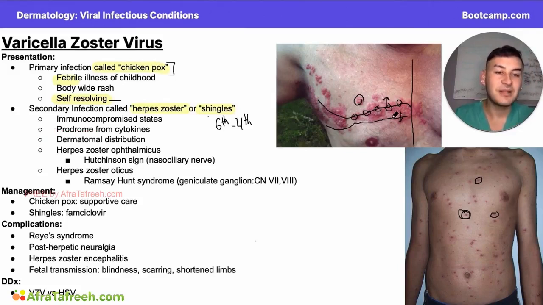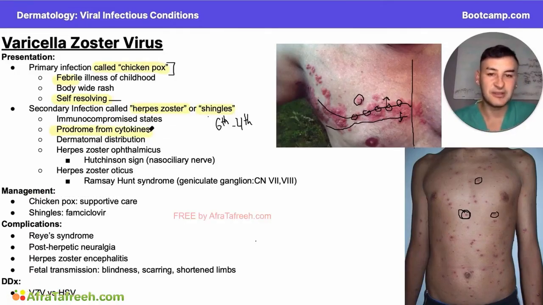Now, I want to mention something that's kind of important. A lot of times patients will describe a prodrome. So before they get any lesions, they kind of describe like this itchy, uncomfortable feeling on their skin. And then a couple days later, they have these vesicular eruptions. This prodrome is due to cytokine release as the virus is migrating out of the neurons and up to the surface of the skin, okay?